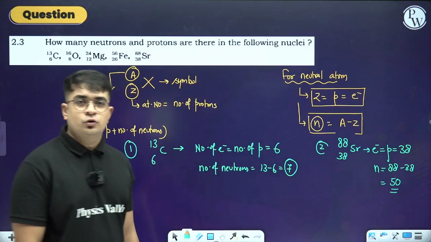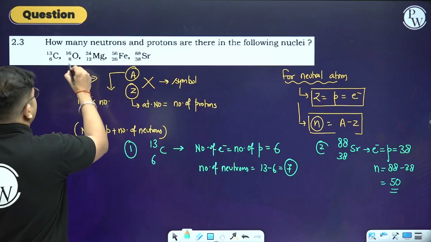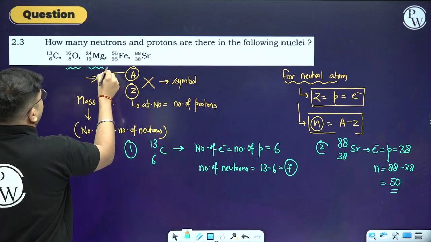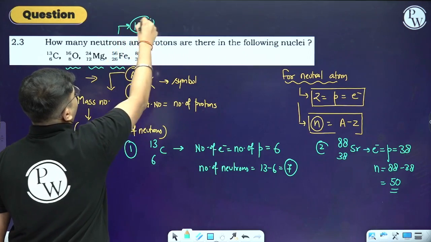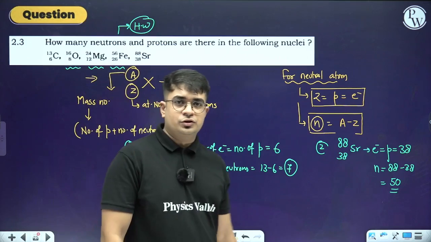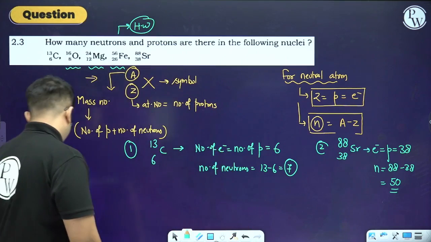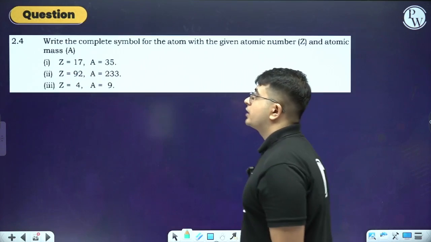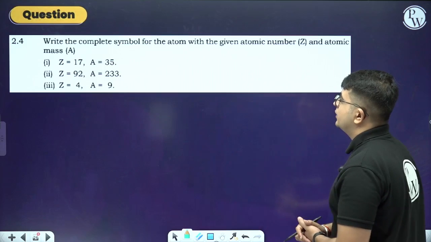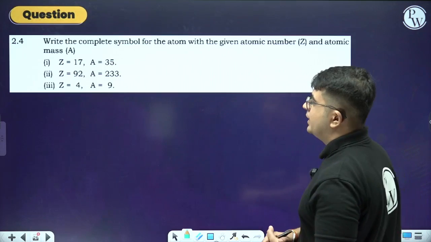Okay, and that's how you can calculate the rest of the part, which is this portion and this portion. I am giving it to you as homework. Very simple question. I hope this entire part is clear. Now, we have another question. Write the complete symbol for the atom with the given atomic number and atomic mass.